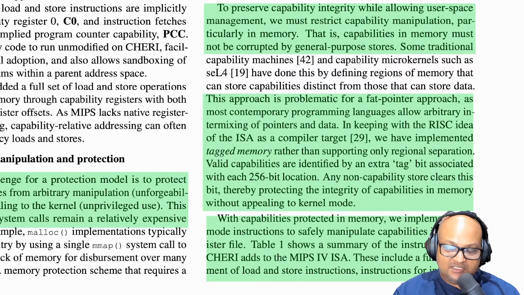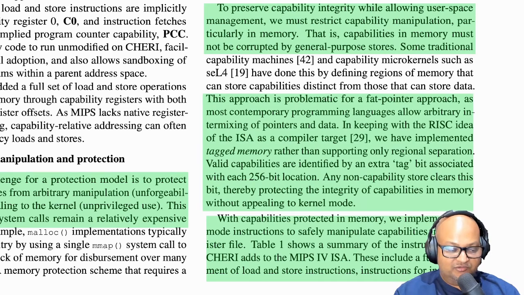And what that boils down to is that when these capabilities are stored in memory, you want to restrict how general user space code is able to change them. And the way the authors are proposing to do that is by essentially tagging these capabilities when they are in main memory. They're essentially using a tagged memory model.